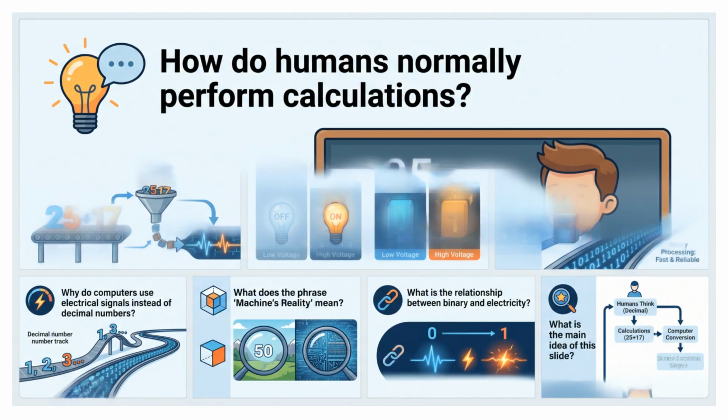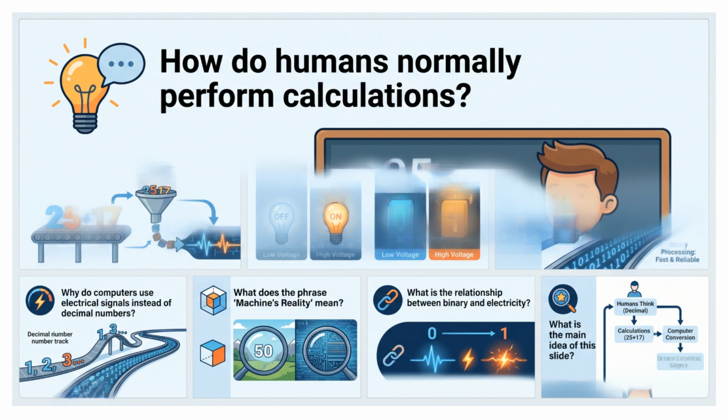Let's begin with our first question. How do humans normally perform calculations? Every day we perform calculations without even thinking about it. When we add prices while shopping, calculate our age, count money, or solve mathematics problems, we naturally use the decimal number system, also known as base 10.